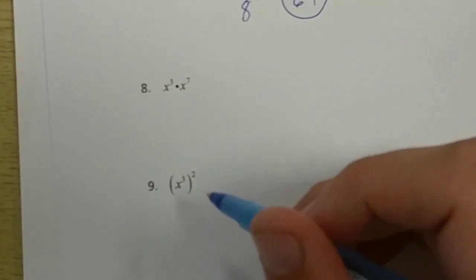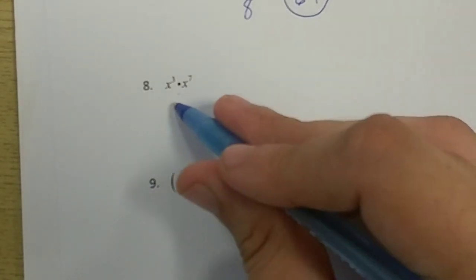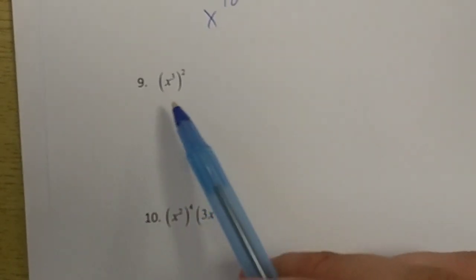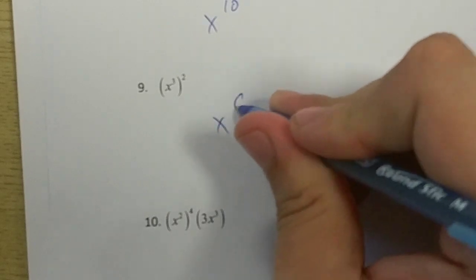Over here, variables work the same as numbers. If it's the same variable, you could combine them. 3 plus 7 is going to be x to the 10. Same with numbers, same with variables. 3 times 2, that's going to be x to the 6.